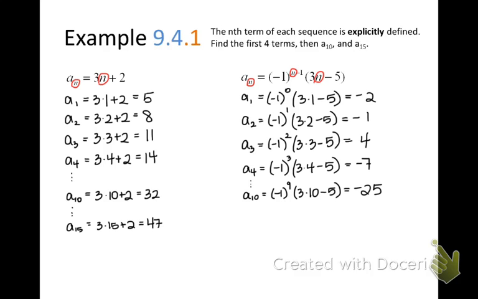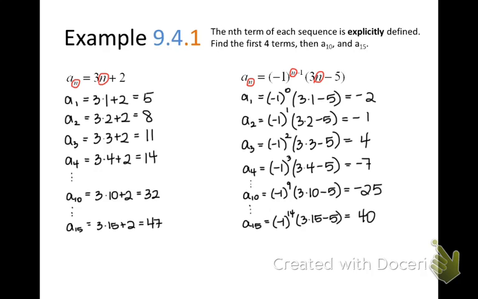And then jump down just a few more terms to a sub 15. That's -1 to the 14th times 3 times 15 minus 5. So that's 40. And do I give it a negative? Not in this case, right? Because it's to an even power on the -1. All right, are there any questions how to find numbers in a sequence using an explicit formula?